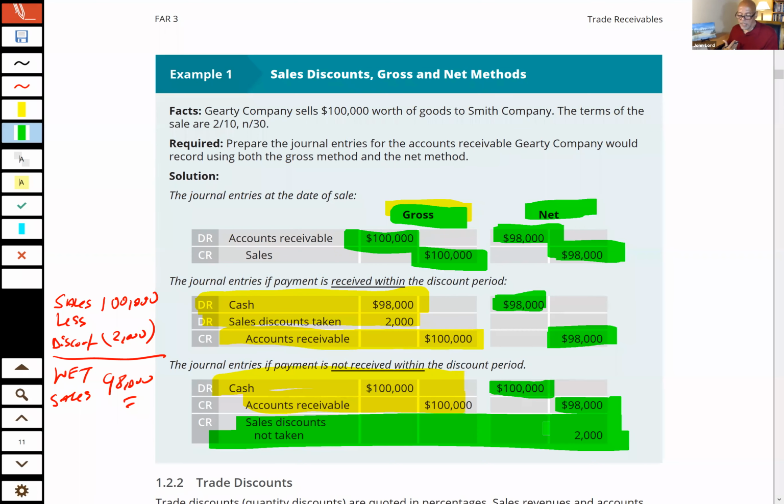collected. Sometimes students say, well, why don't you just credit sales? Well, if I just credited sales, I'd get the right answer, but I would lose visibility as to how often my customer takes my discount. And if they're not taking it very much, maybe I need to make that discount a little better, right? So that might be why a company would use this account, sales discounts not taken, but it's going to add to my sales.